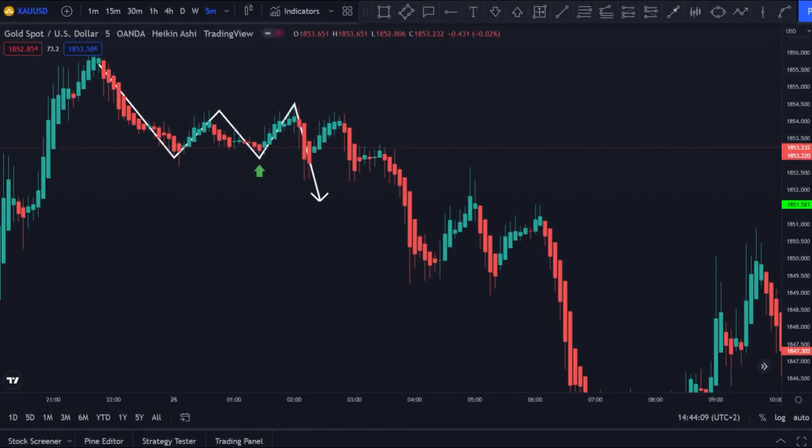Now by drawing the pattern we can clearly see how the trend is going. Because this low is broken, we will wait for a retracement to the previous high to sell.